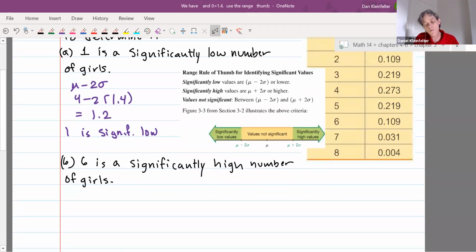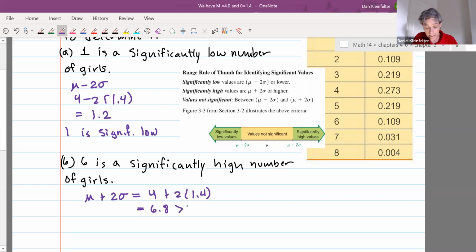Okay, next we want to decide if 6 is significantly high. So we want to know that's mean plus 2 standard deviations. The mean was 4 plus 2 times 1.4. That's 6.8, right? And that's bigger than 6, so that's not significantly high.